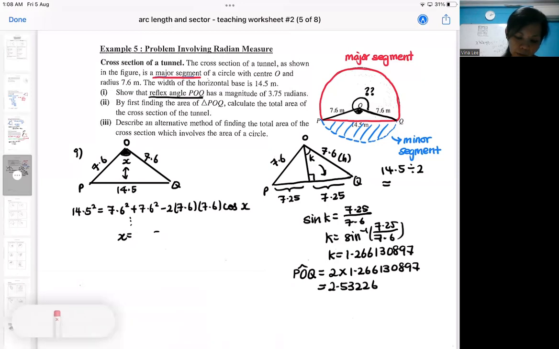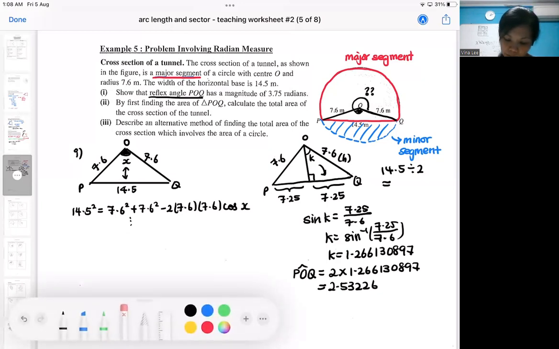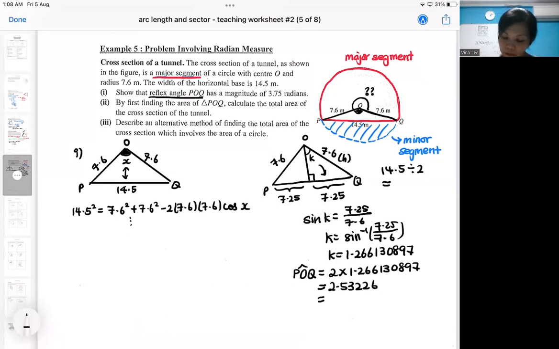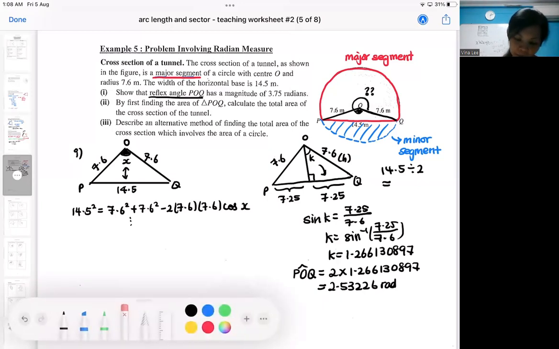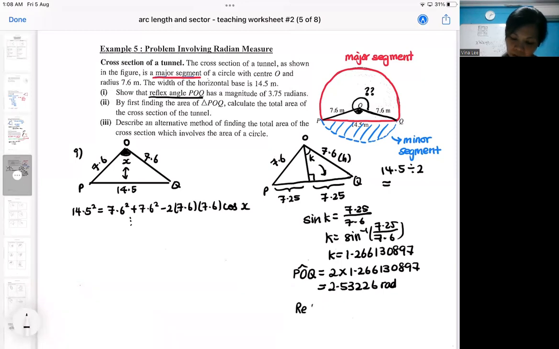Oh, I forgot. When you find this, you will not find 3.75, not yet. Okay, sorry. You will find this in radian, but the question is asking you for reflex. So for reflex, basically you are taking 360 minus this part. But of course, right now you cannot take the 360. You got to use 2 pi. So you will get 3.75 radian.